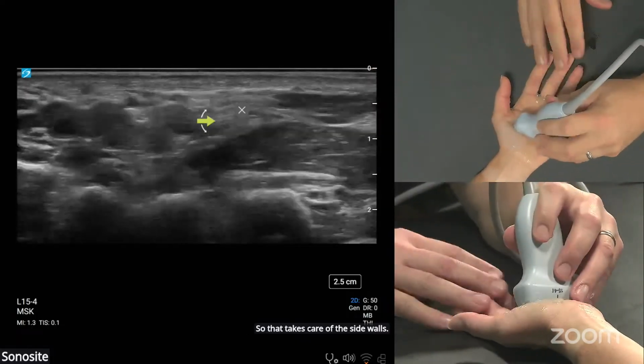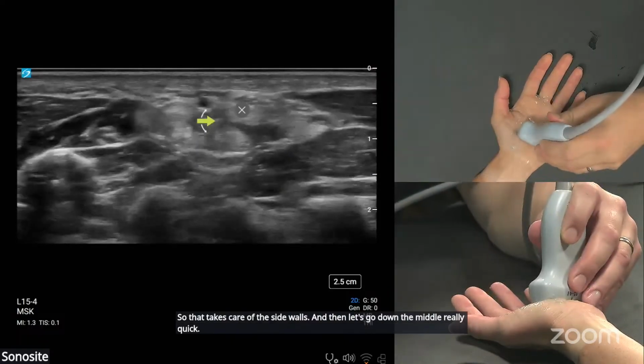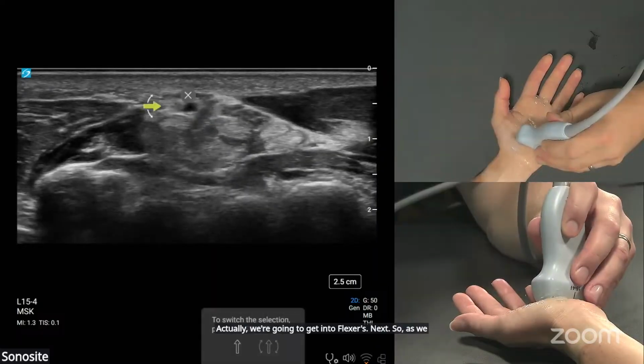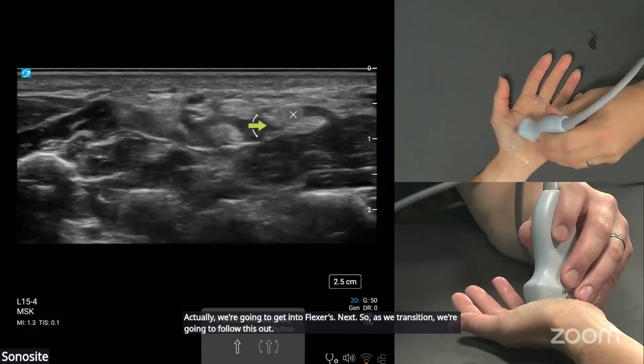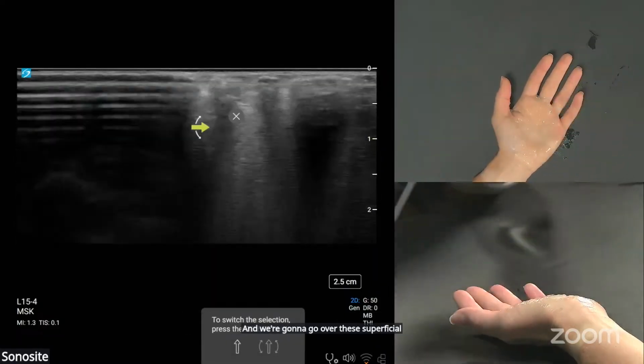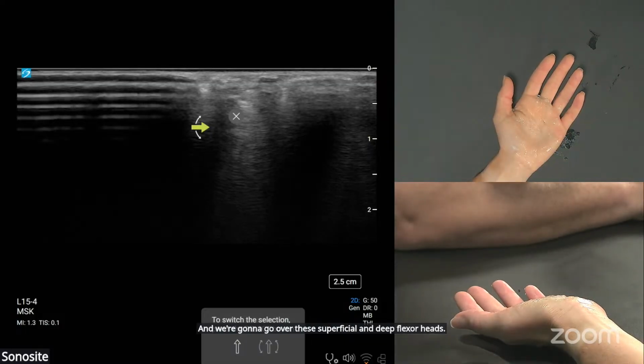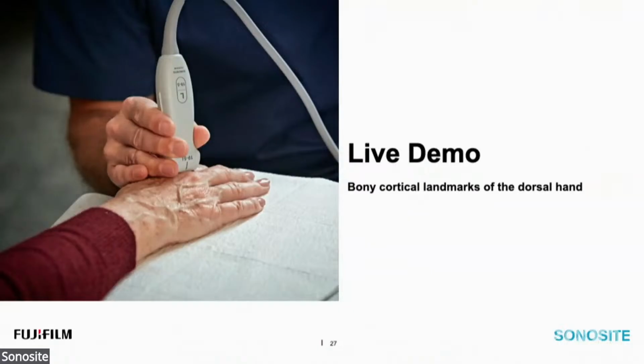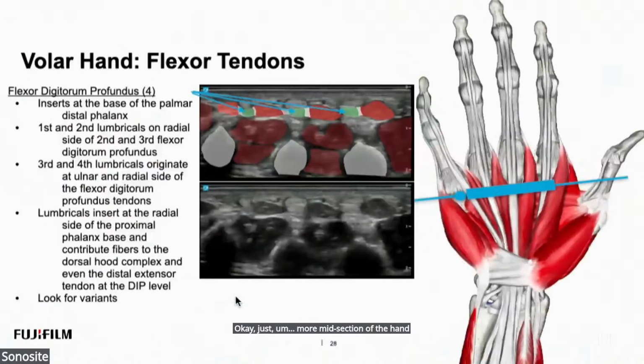And then let's go down the middle really quick. Actually, we're going to get into flexors next. So as we transition, we're going to follow this out and we're going to go over these superficial and deep flexor heads. Okay, just more mid section of the hand and superficial.